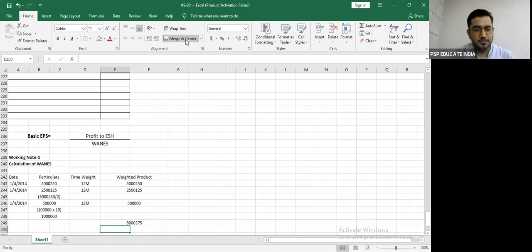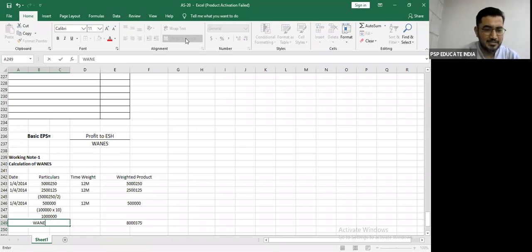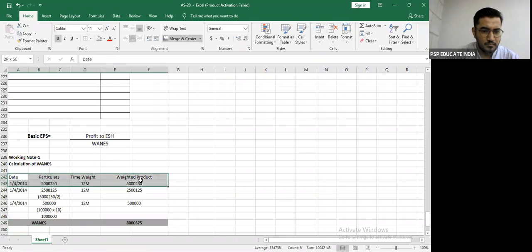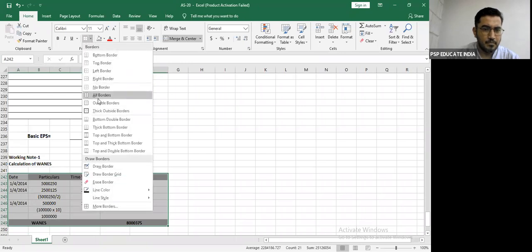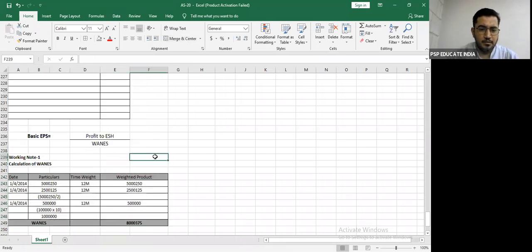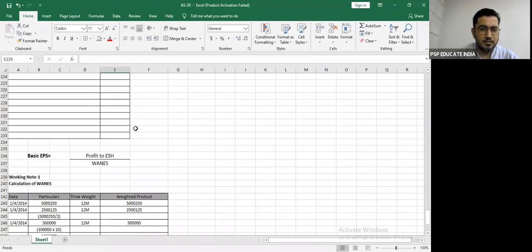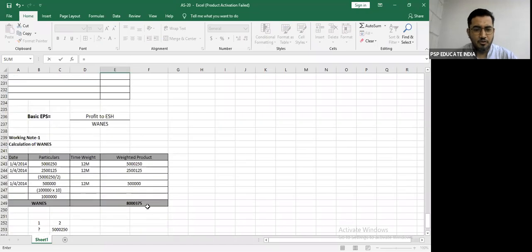You get how much? 8,000,375. That is your weighted average. Are you clear with the calculation of the weighted average? Quickly on the chat box. Are you all clear with the calculation?